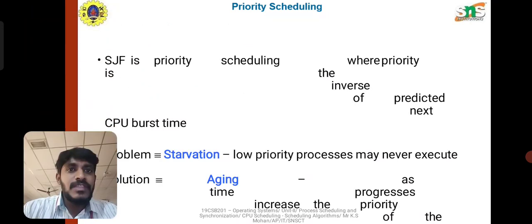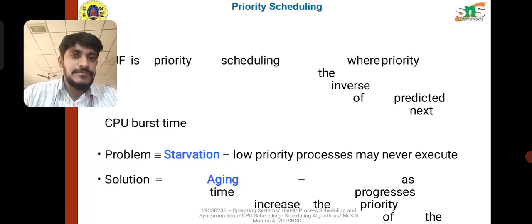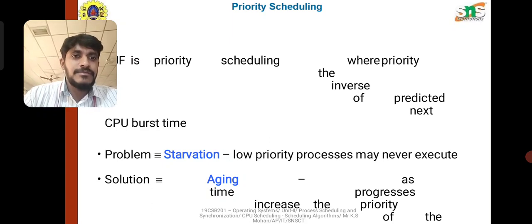SJF is a priority scheduling where the priority is the CPU burst time. The problem is starvation, and the solution is aging.